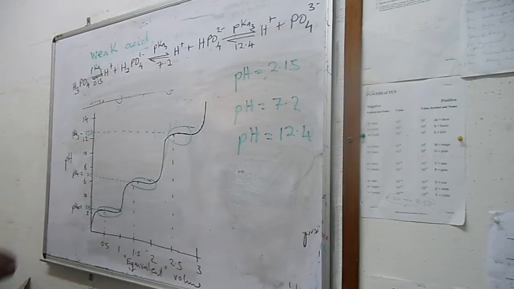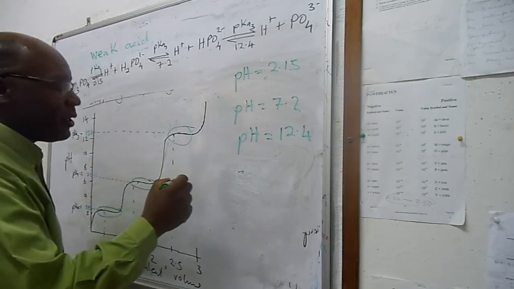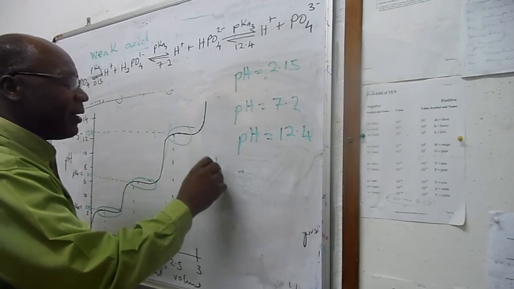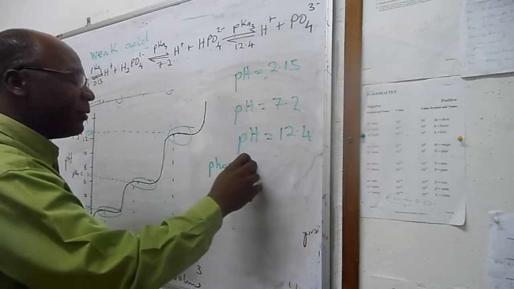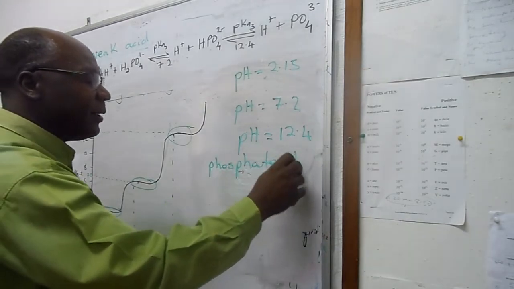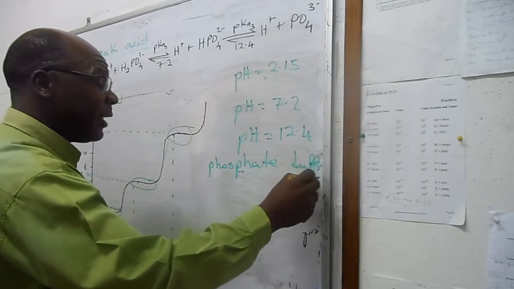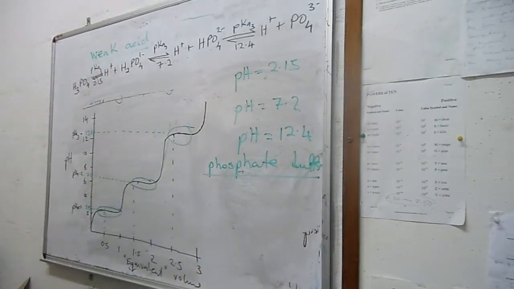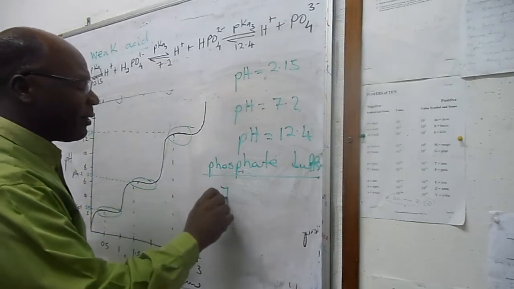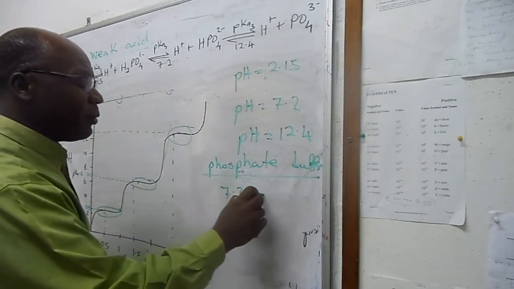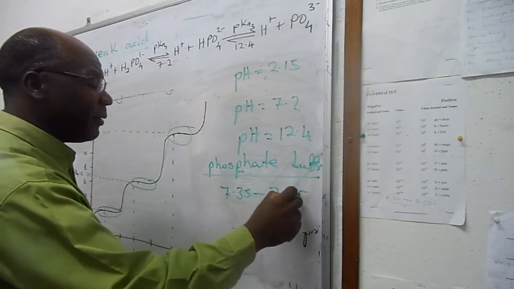So we can say that the phosphate ion can act as a buffer. Phosphate is found in the blood and the body, so we can say the phosphate ion is a buffer that we can utilize in our body. Remember, the pH of our blood is around 7.35 to 7.45.